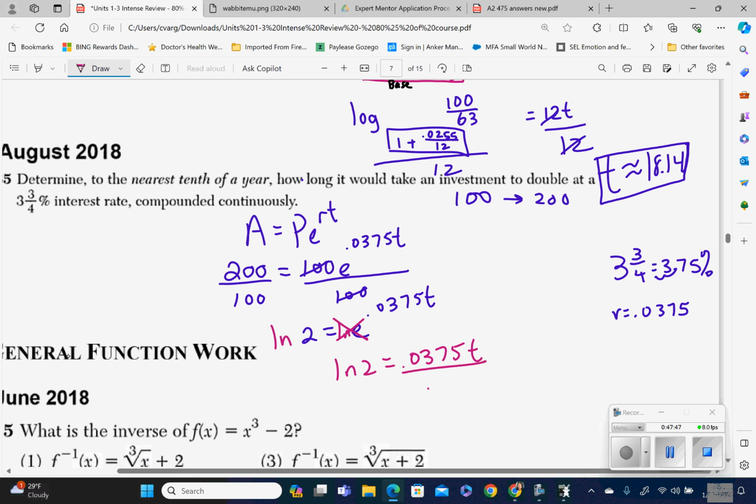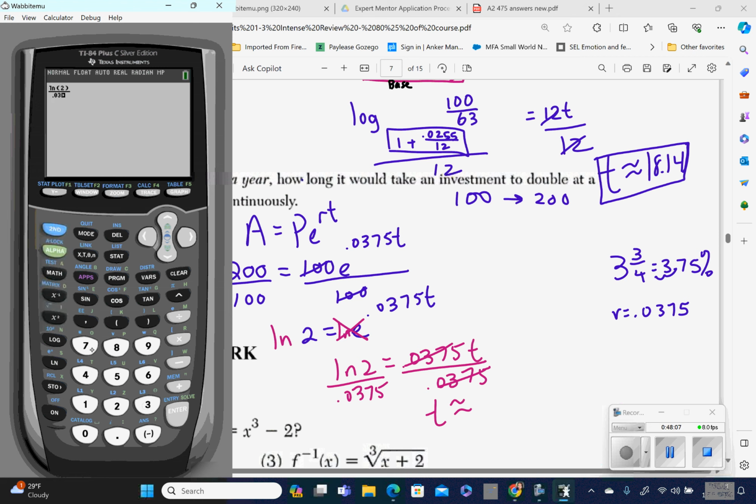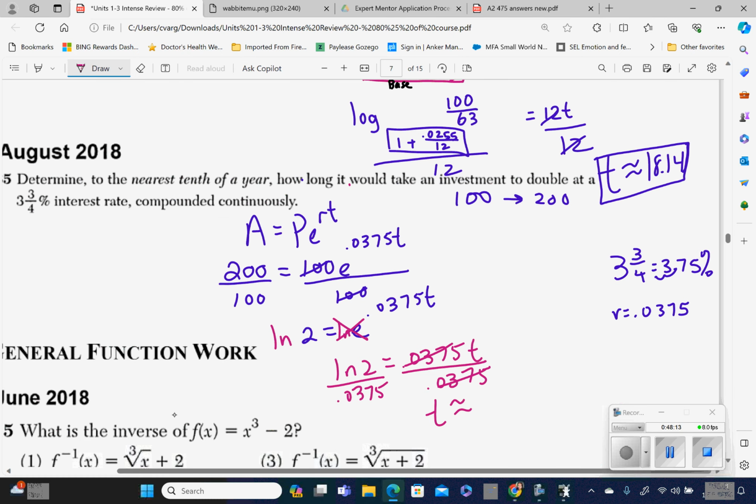0.0375t. Get rid of the 0.0375 by dividing. Divide by 0.0375. And we just did this in the last problem. Similar, right? So I go to my calculator. Alpha y equals option number 1. ln of 2, right? Close those parentheses over 0.0375 and hit enter, and t is about, and it says to the nearest tenth of a year, so this is going to be 18.